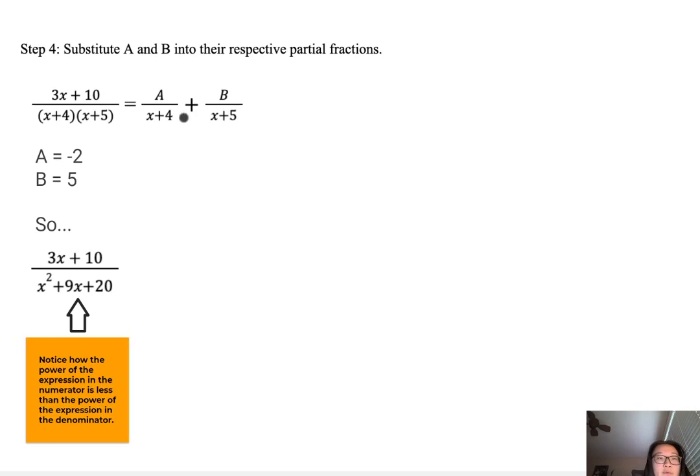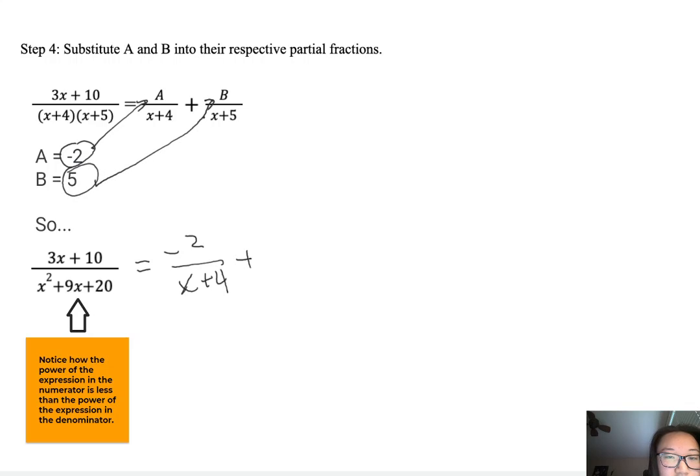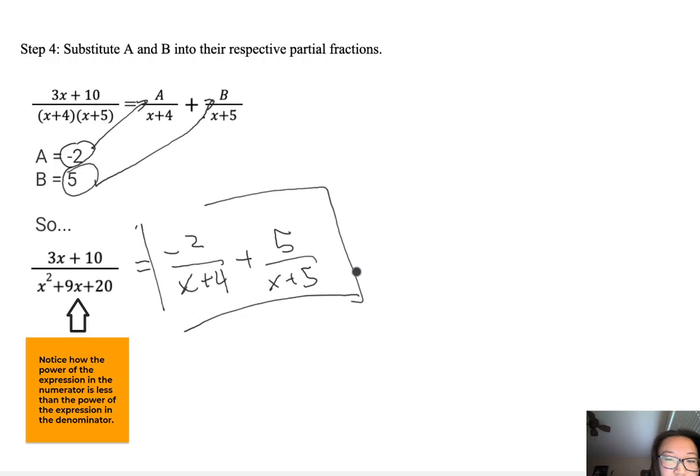Now that we have both the A and B values, our final step is to substitute A and B into their respective partial fractions. We know that A equals negative 2, so we substitute that in, and we get negative 2 over x plus 4, plus, we know that B equals 5, so we substitute 5 in for B here. We get 5 over x plus 5. This will be our final decomposition. That's going to be our final answer.